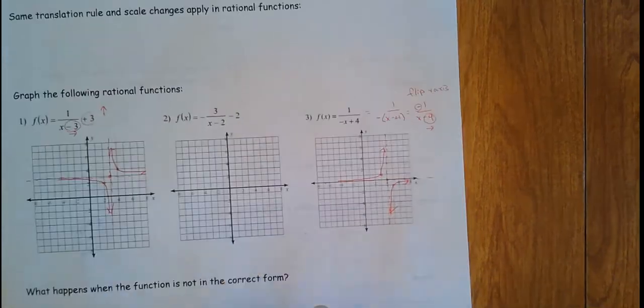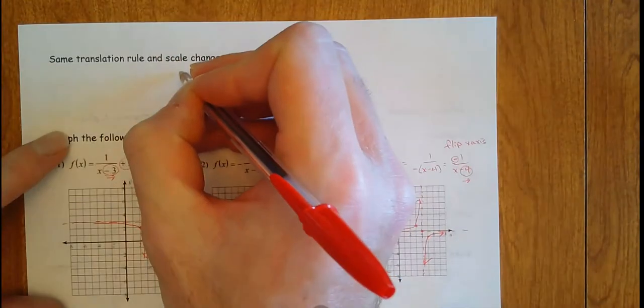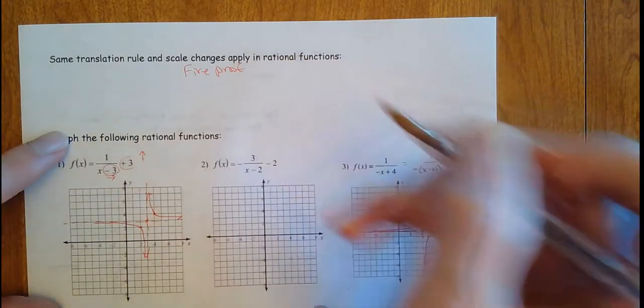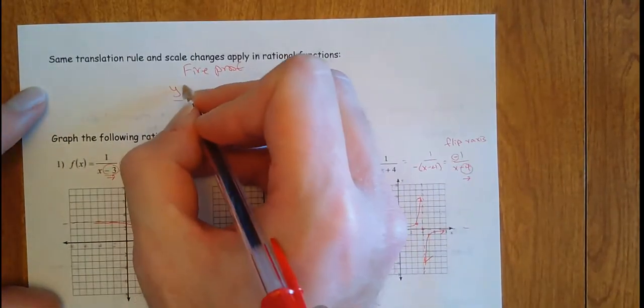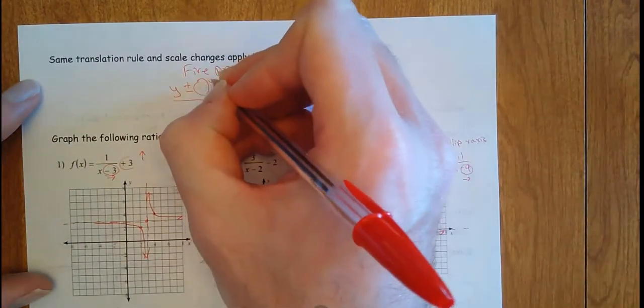Okay, so now this one though, we're going to look at here. I don't know if this is difficult to remember, but that fireproof. Okay, so we got there our fireproof method where on the left side we had y plus or minus, and we had some number. Well, that number represented up or down.